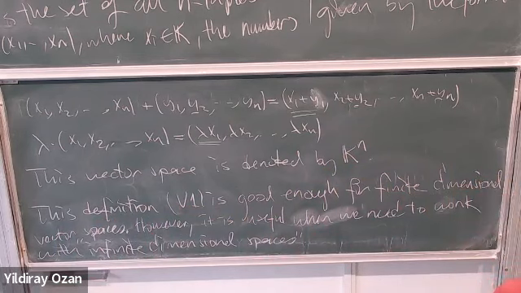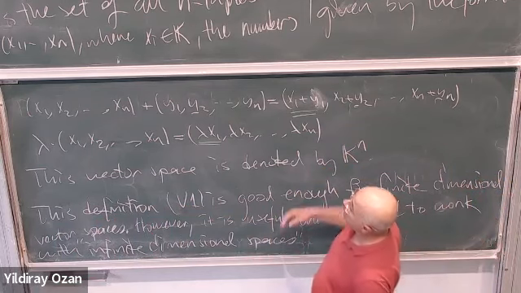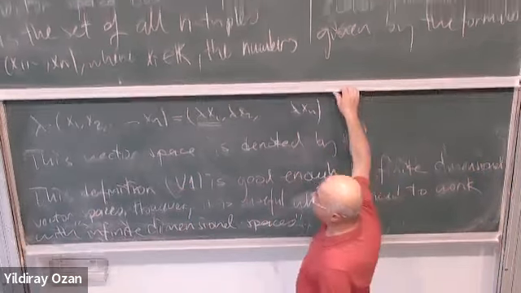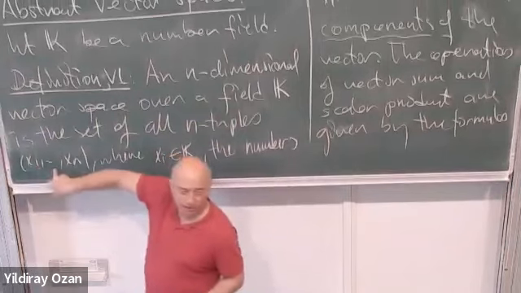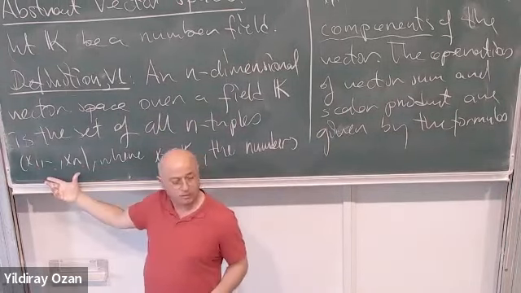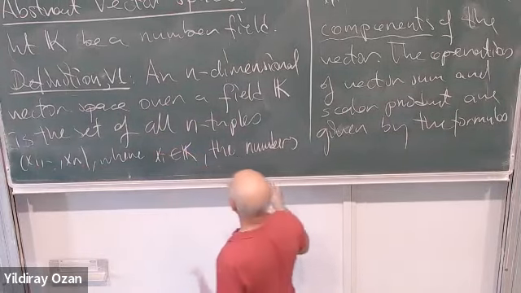I don't think I understand this. We mean this x1, x2, xn. This is an n-tuple over the field. So Kn is this.